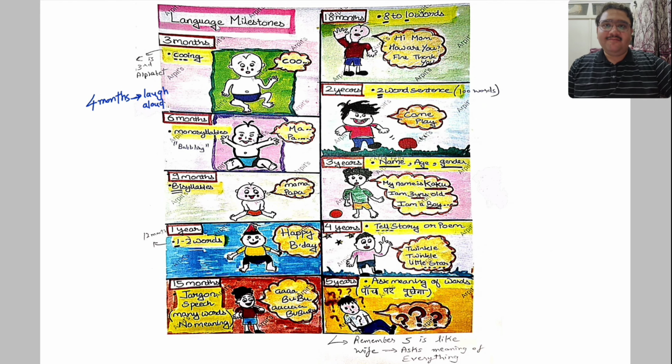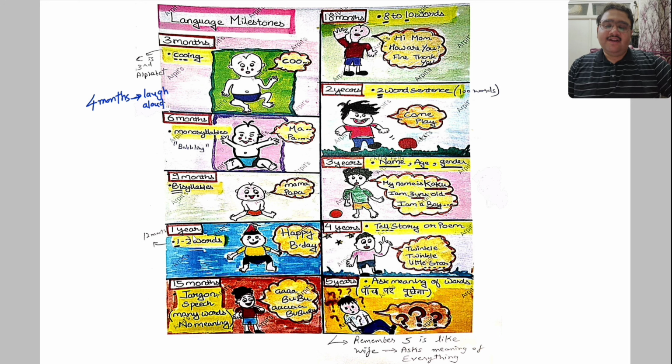Coming to the language milestones, at 3 months, the child coos. Remember cooing at 3 months, as C is the third alphabet. Then at 4 months, as you saw previously, laugh aloud. Then at 6 months, monosyllables like ma, pa, babbling. Then at 9 months, bisyllables, mama, papa, like that.